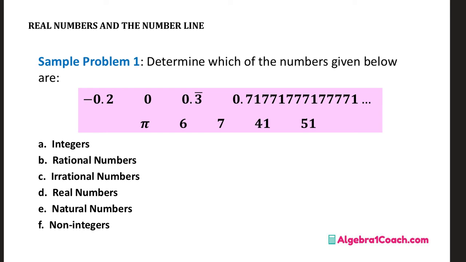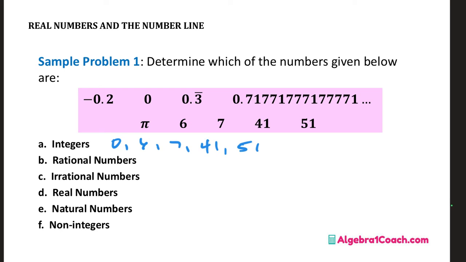Integers, I'm looking for sets of numbers that are positive whole numbers, negative numbers, and 0. So I find 0 right here. Perfect. 6, 7, 41, and 51. So those would be the integers. So let's take a look at rational numbers. Rational numbers are going to be a set of numbers which can be written in fraction form. So let's take a look at these here and see what you got.